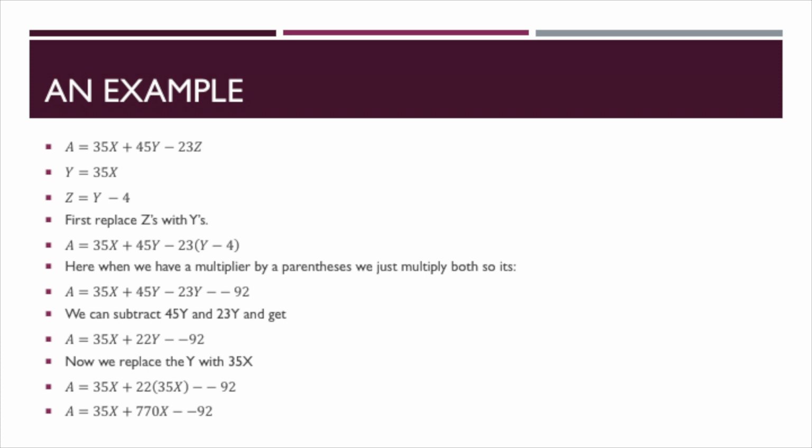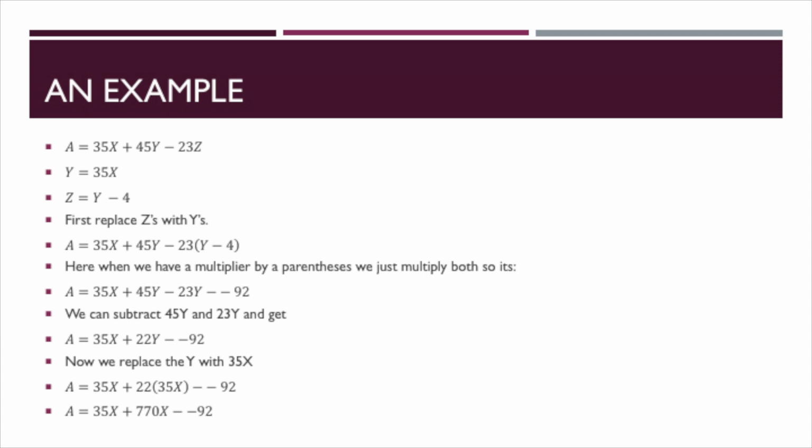So we're going to start by replacing all our z's with y's. So we say a equals 35x plus 45y minus 23 times y minus 4. Now, when we've got a multiplier on a parentheses, we just multiply both sides. So we have a equals 35x plus 45y minus 23 times y, that's the first part of the parentheses, minus 23 times a negative 4, which is negative 92.